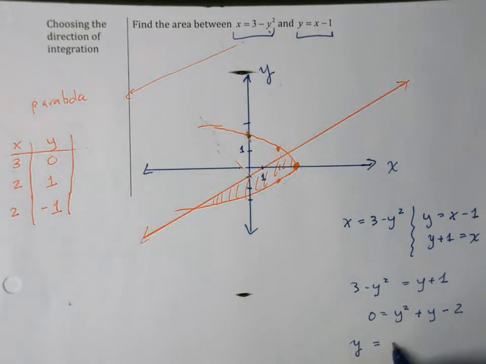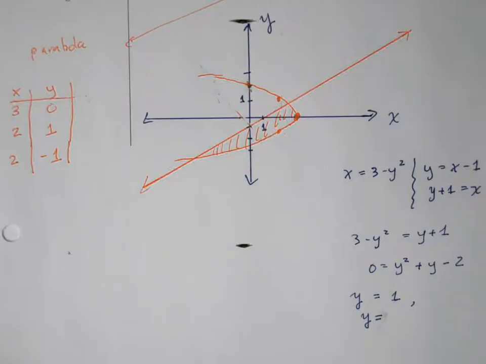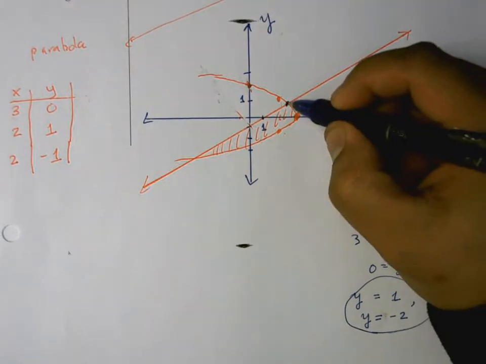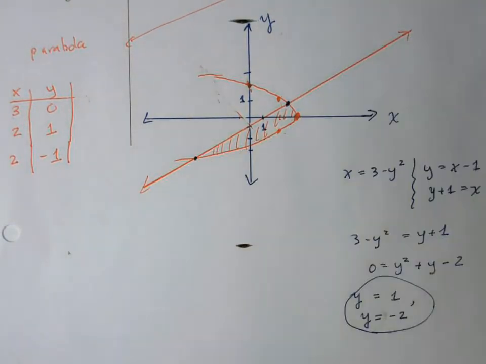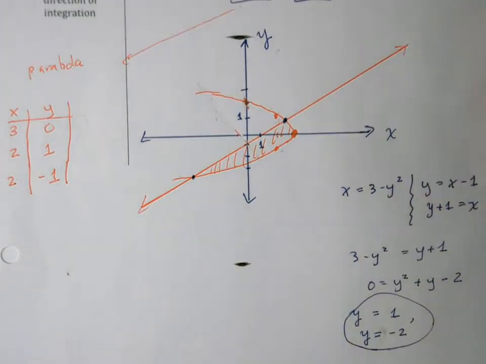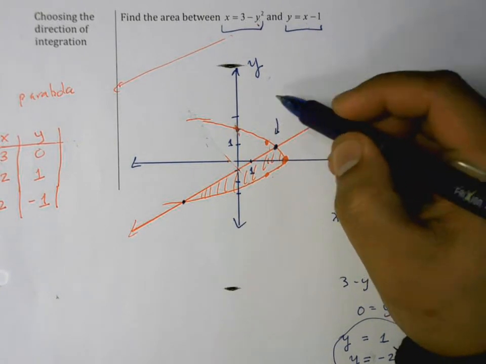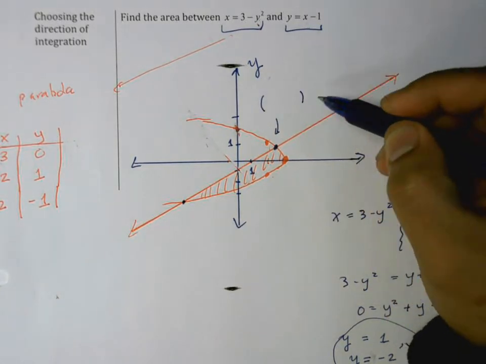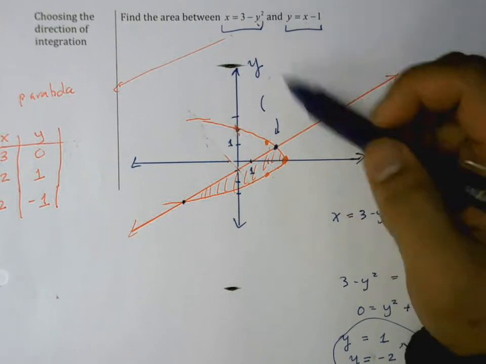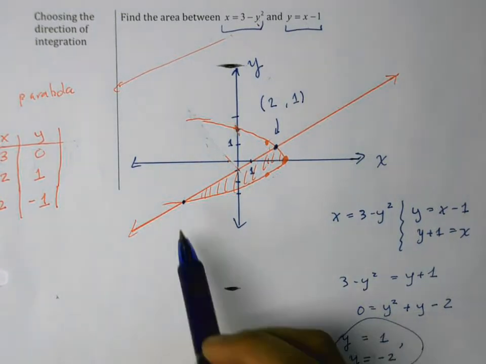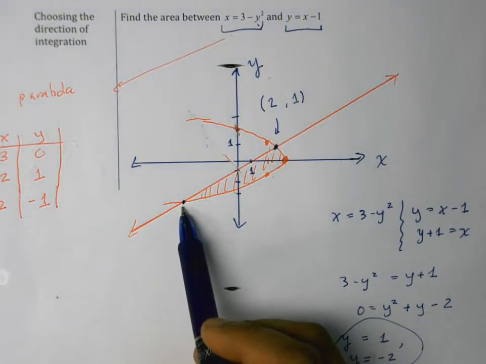Y is also equal to negative 2. So that's these two intersection points. Once we know y, we can put it back into the given equation and use that to solve for x. This intersection point here is when y is equal to 1, so x must be equal to 2. And this other intersection point is when y is equal to negative 2, so x must be equal to negative 1.